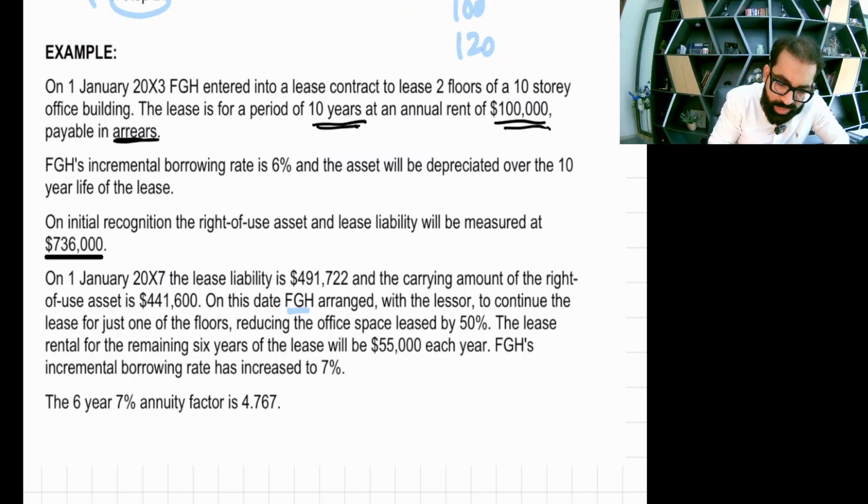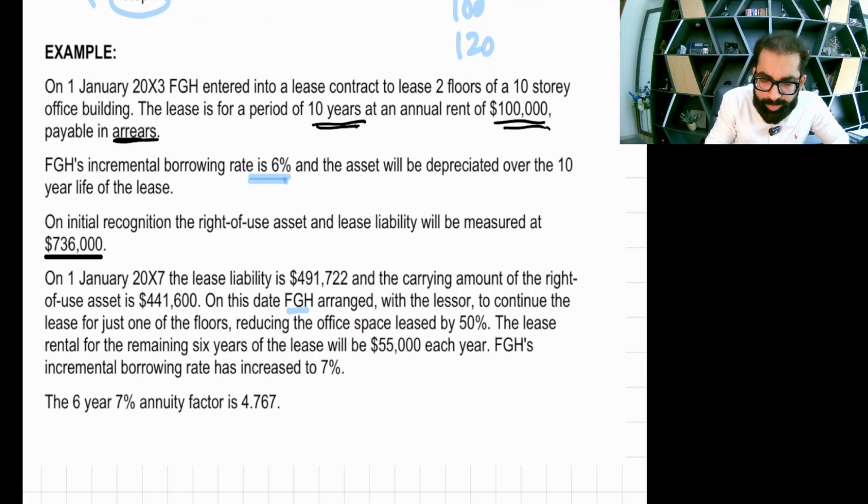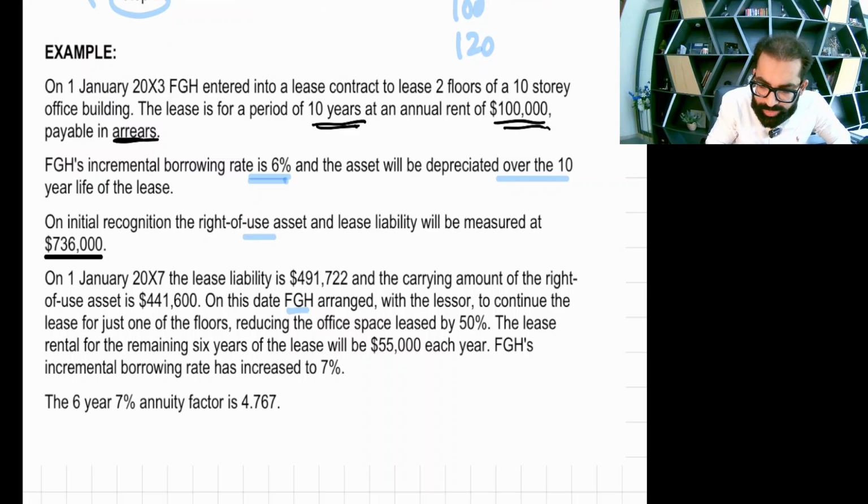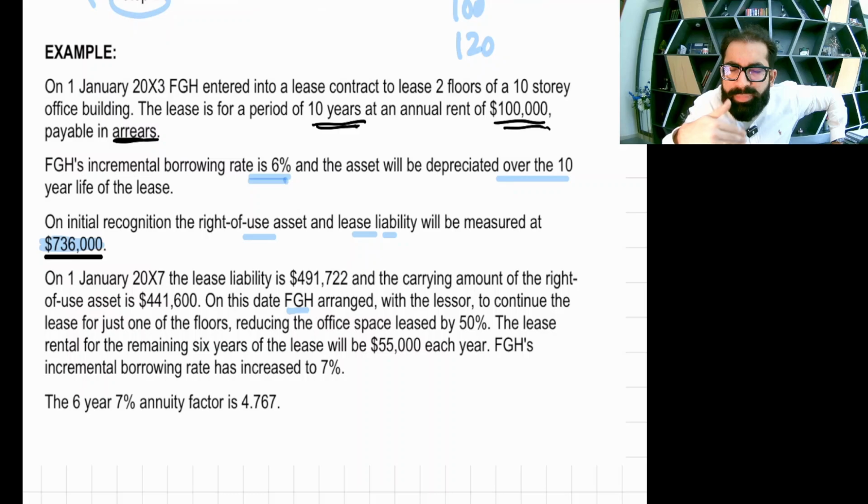Now FGH's incremental borrowing rate is 6%, and the asset will be depreciated over 10 years. On initial recognition, on 1st January X3, the start of lease, the right of use and the lease liability will be measured at 736,000. So definitely whoever would be the accountant must have made the entry ROU debit 736,000 and lease liability credit 736,000.